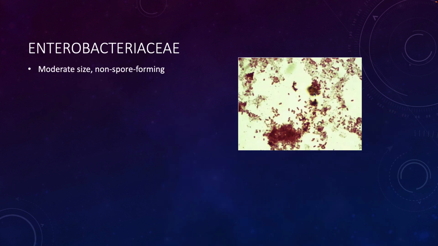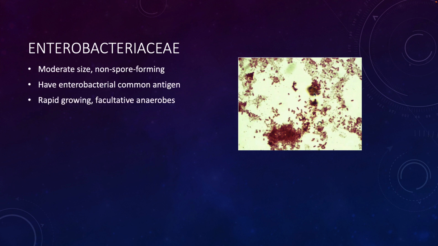In general, the Enterobacteriaceae are of moderate size, so they're not extremely long rods, but they're also not like a coccobacillus type size, and they are non-spore forming. They have a common antigen, the enterobacterial common antigen. Again, they are genetically related. They belong to the same family.